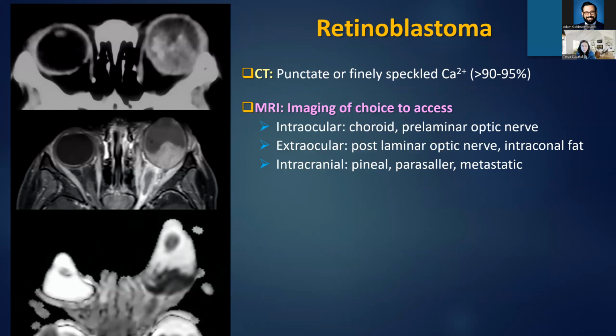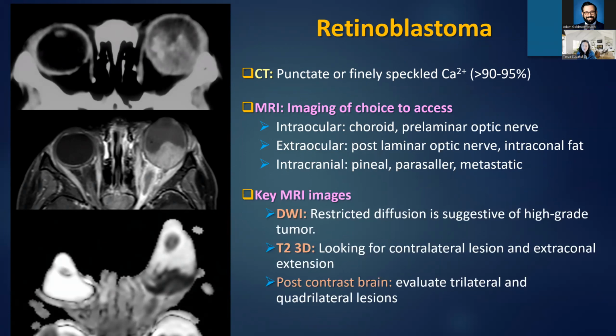On the imaging checklist on the MRI, besides the lesions within that globe, you need to check for any extraocular extension to the optic nerve or to the intraconal fat, or also intracranial extension. And you also need to check for any additional lesions in the contralateral side. So key imaging for the retinoblastoma, I love DWI.